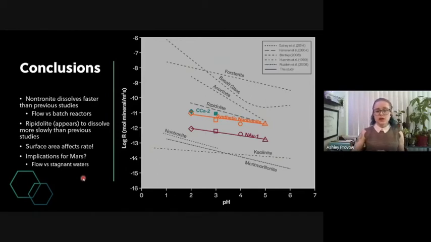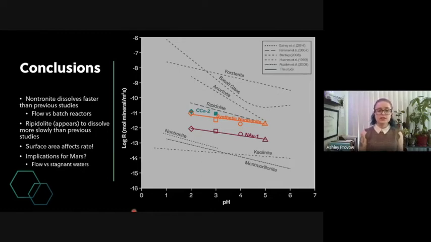This graph here on the right has on the y-axis the log of the rate in moles of mineral per meter squared per second, and on the x-axis, pH. The first thing you'll notice is that the nontronite dissolution rates reported by Gainey et al. 2014 are slower than what we are reporting. The main reason for that is because Gainey et al. was using a flow reactor, whereas we were using batch reactors.